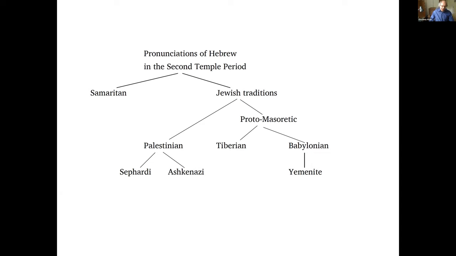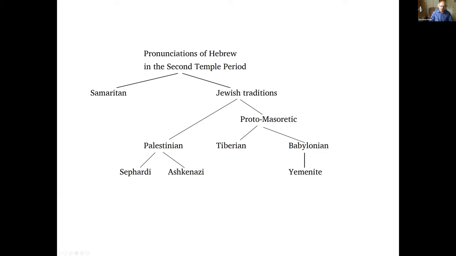Now, because it ceased to be a vernacular spoken language of everyday life, that didn't mean to say that Hebrew ceased to be a living language. It still remained alive, not only in written literary form, but also in an oral form, as it was transmitted throughout Jewish communities as in traditions of pronouncing aloud and reading aloud the Hebrew Bible. And it is these traditions which I shall be talking about now, here, very briefly.